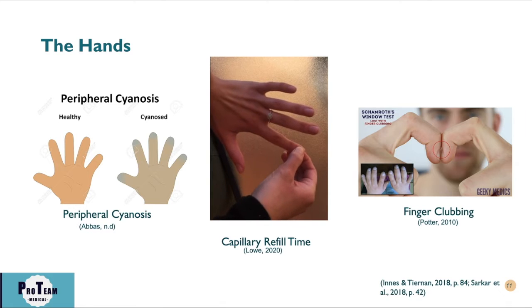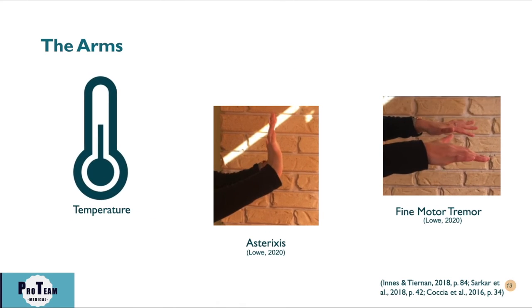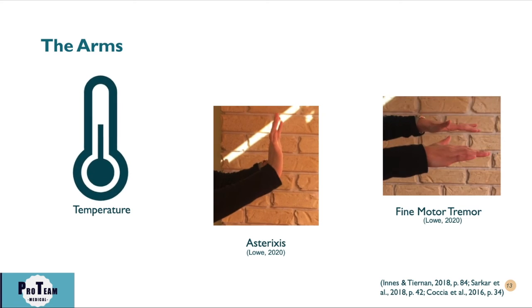Getting your patient to turn their hands over, observe for signs of pallor due to anemia, bruised or thin skin, which indicates long-term steroid use, and tar staining, which indicates smoking. Then, get your patient to extend their arms. Observe for any tremors. This may indicate the use of beta-2 adrenergic receptors used in asthma.